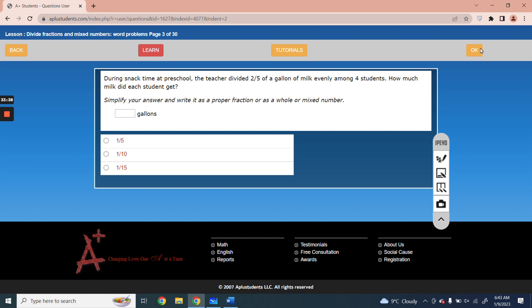Okay, the next one is during snack time at preschool, the teacher divided 2/5 of a gallon of milk evenly among 4 students. How much milk did each student get? So you have to divide 2 by 5 by 4. Got it? So let's just divide 2 by 5 divided by 4.